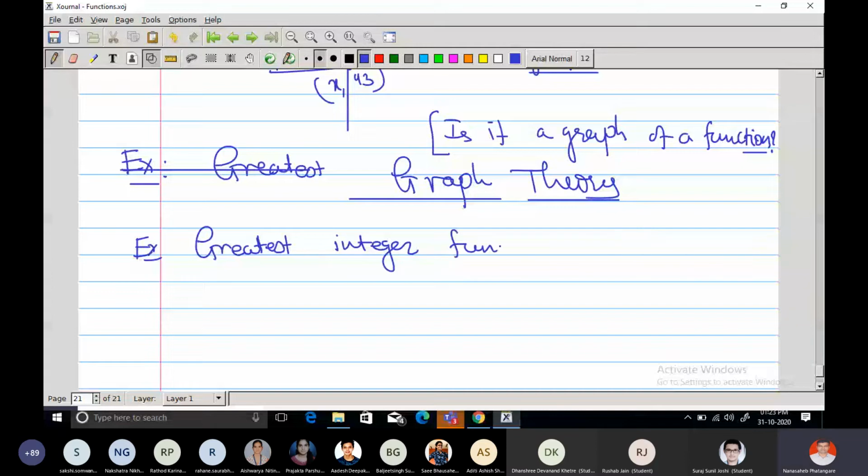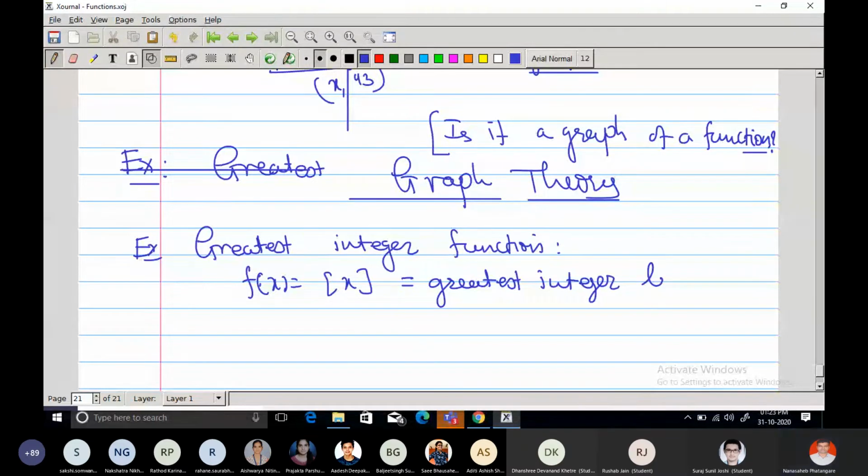Greatest integer function. So if you define f(x) by this, we denote it by this symbol, and you already know this greatest integer function. So what is it? The greatest integer less than or equal to x, right? Greatest integer less than or equal to x.